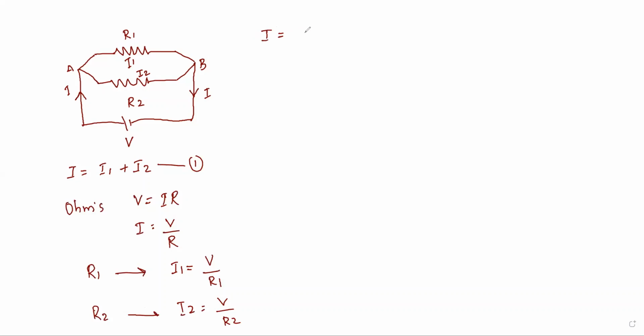I is equal to V by R1 plus V by R2. V is common, I'll take it out: 1 by R1 plus 1 by R2. Okay, 1 by R1 plus 1 by R2. So this is I. Let me call this equation 2.